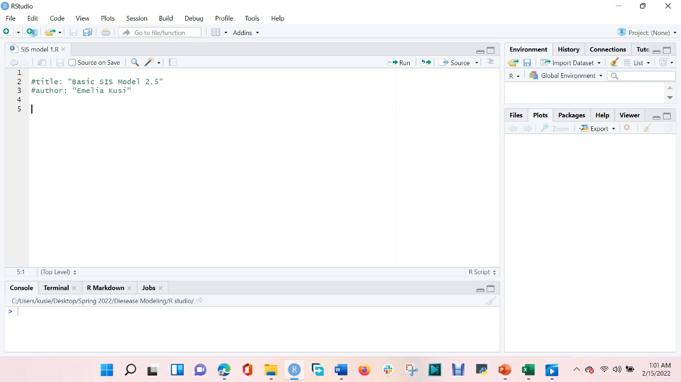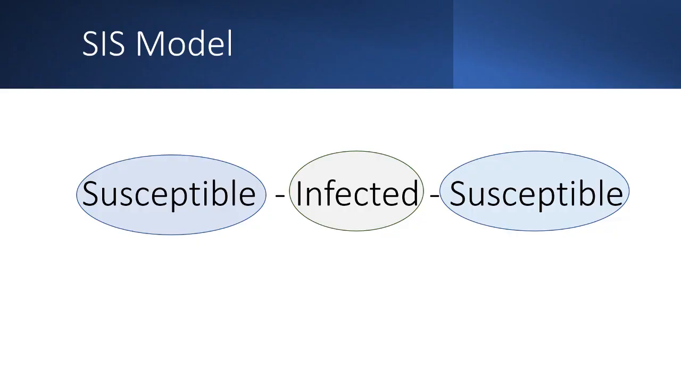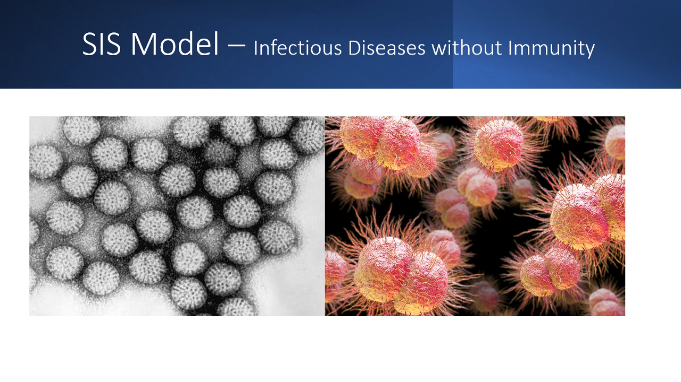Hi, welcome. In this tutorial, we will learn how to perform a simple SIS model in R. Before we get into the coding, I will briefly describe an SIS model, which is an abbreviation for susceptible-infected-susceptible model. The SIS model is used to model infectious diseases with no immunity. In other words, for such a disease, the individuals within the population can be infected multiple times. No one is immune from getting the disease.